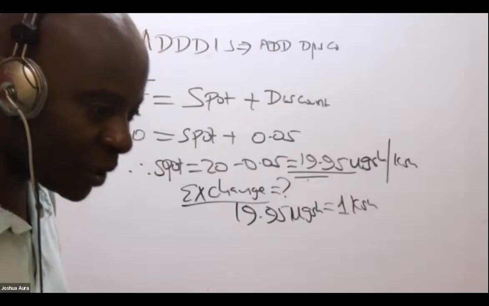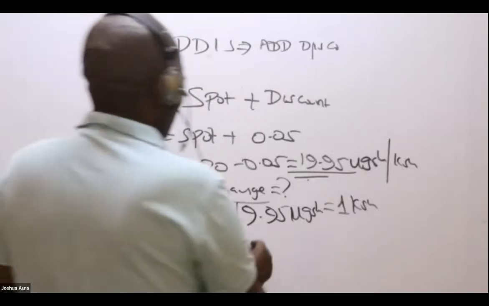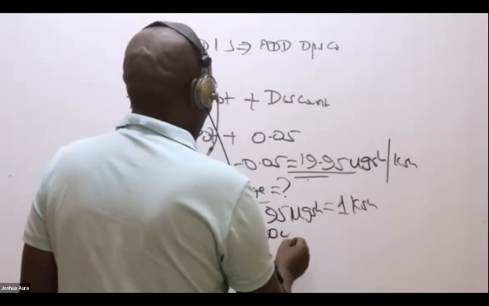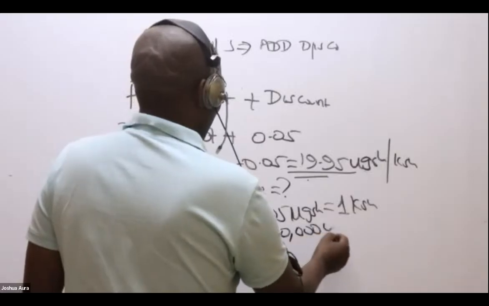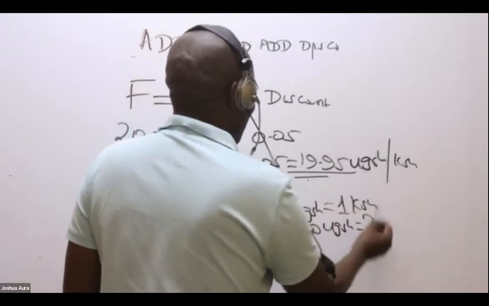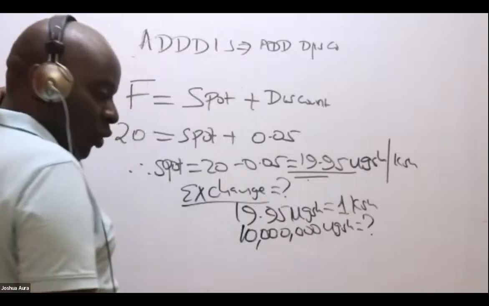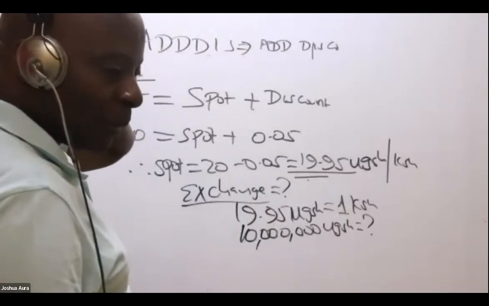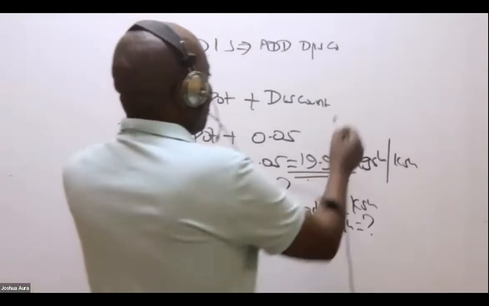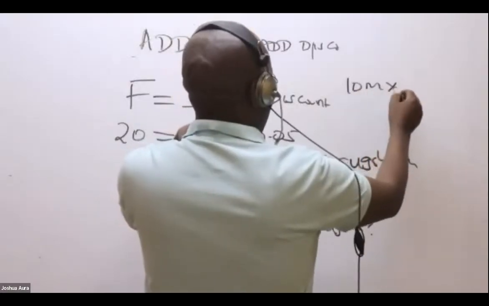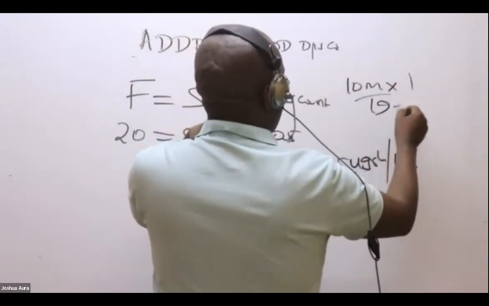How much was Gladys supposed to pay? 10 million Uganda shillings. So then go ahead and cross multiply. When you cross multiply, what do we have? We have 10 million Uganda shillings times 1 divided by 19.95.